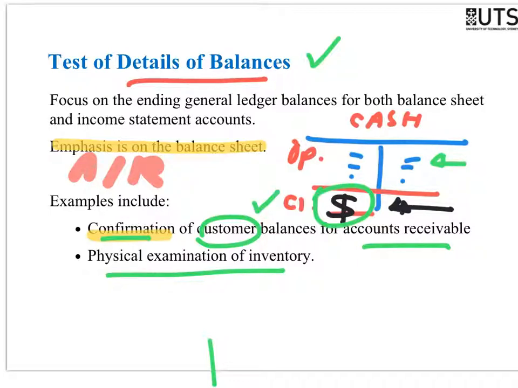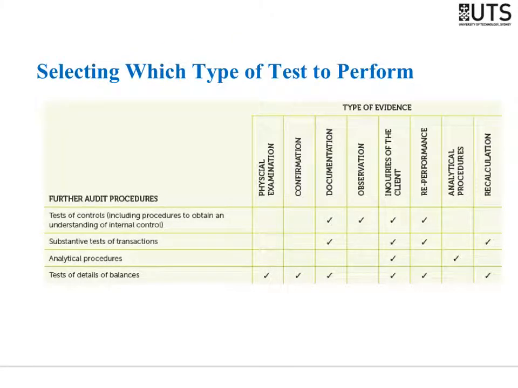AP, analytical procedures. The other 2, they're the detailed ones. Now, this slide here, it's a pretty good slide in that it actually shows you the link between the different types of testing that we've been going through, which are these ones here, and the different types of procedures that we can do.